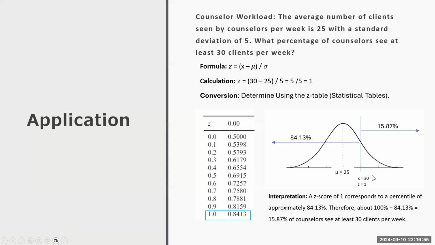So when I look at where this point is, this x equals 30 and z equals 1, that's representing 30. So to know at least 30, I need to know 30, 31, 32, 33, 34, 35, etc. So I need everything to the right of that mark where x equals 30 to understand which counselors see at least 30. Everything to the left of that is going to be 30 and less. I hope that makes sense.